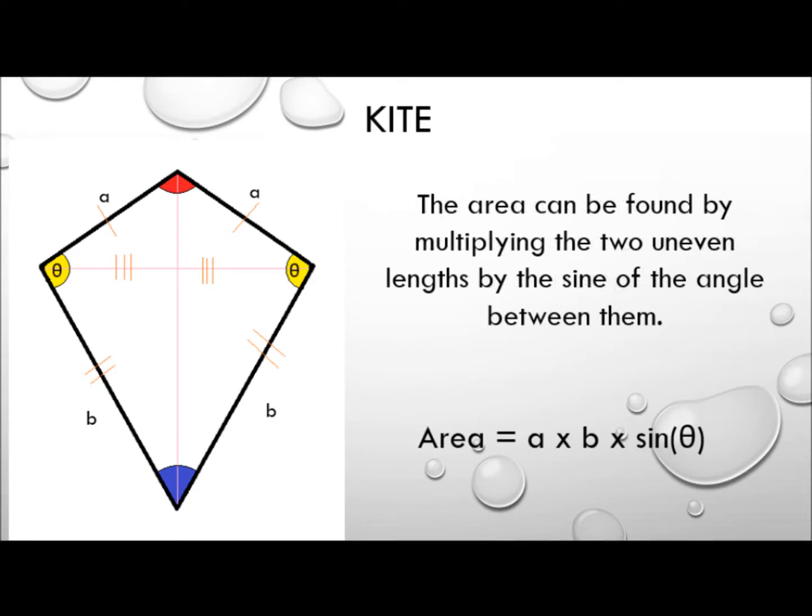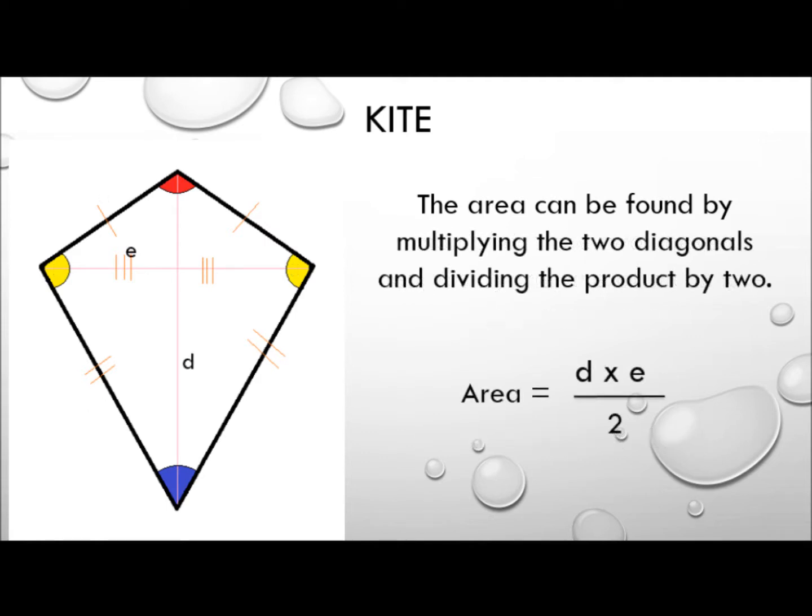The area of a kite can be found by multiplying the two uneven lengths by the sine of the angle between them. So the area in this case is ab sine theta. The area can also be found by multiplying the two diagonals and dividing the product by 2. In this case, if one diagonal is labelled d and the other diagonal is labelled e, then the area is d times e divided by 2.